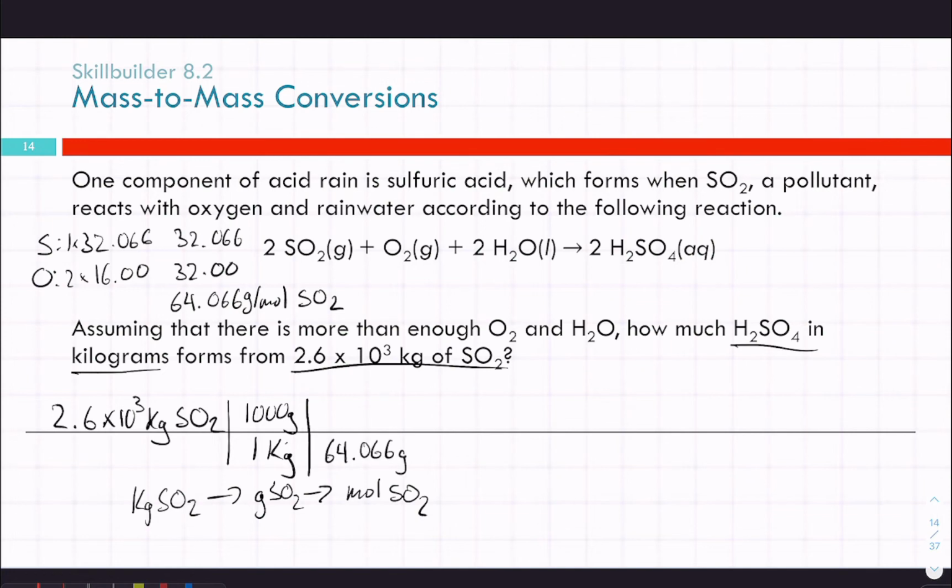So we'll put that 64.066 grams of SO2, 1 mole SO2.